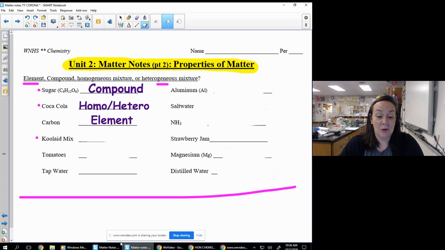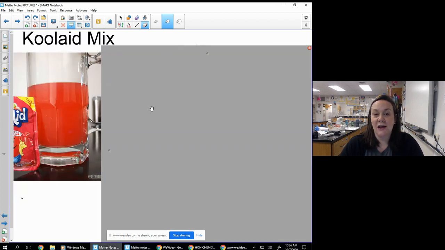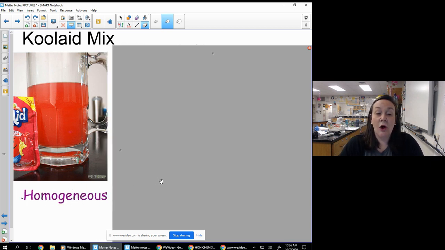Kool-Aid mix depends on what you thought of in your head again. If you just saw red food coloring or a red Kool-Aid, you know that it's not an element, it's not a compound, it's a mixture. And if you just saw a bunch of red liquid, you probably thought it was a homogeneous mixture.